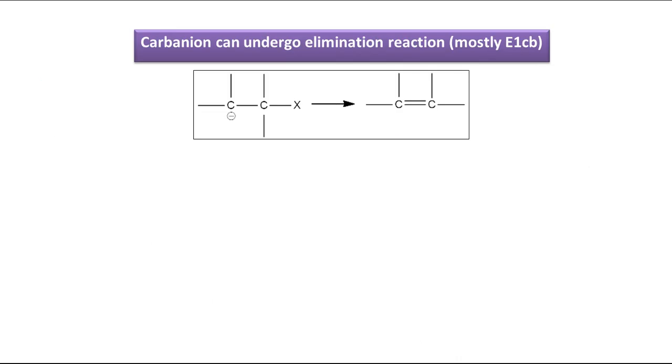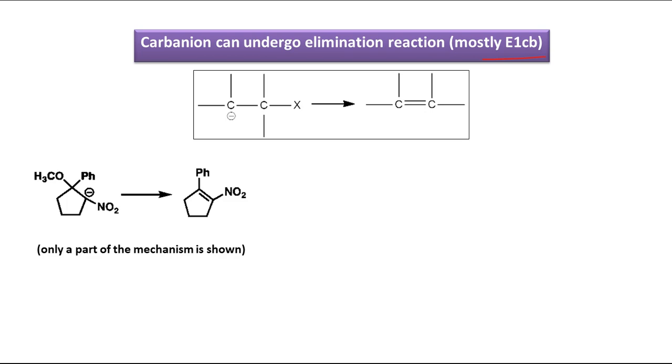Now the fourth one is that carbanion can undergo elimination reaction, which is mostly observed in E1cB type of elimination mechanism. Here we have some examples. This is the general scheme shown. Negative charge over carbon is making a CC double bond, and this CX bond is broken. Here we have this mechanism where the negative charge, that is the carbanion, is stable because of this electron withdrawing group. Now if this negative charge makes this CC double bond, the OCH3 group will be removed. So this is again a part of the mechanism.